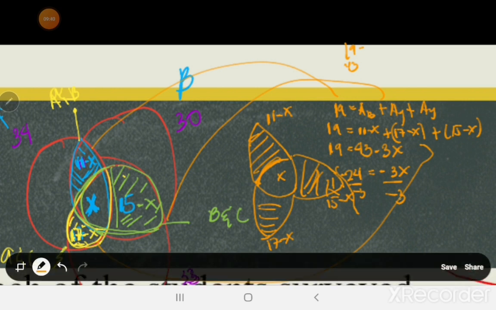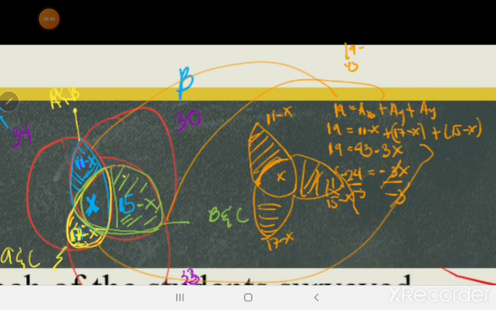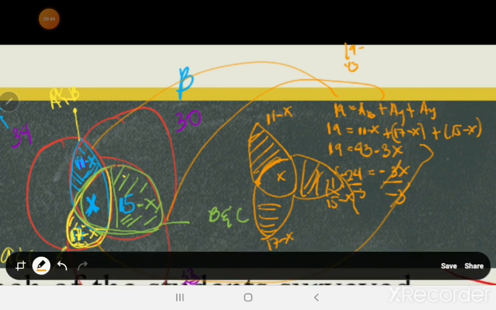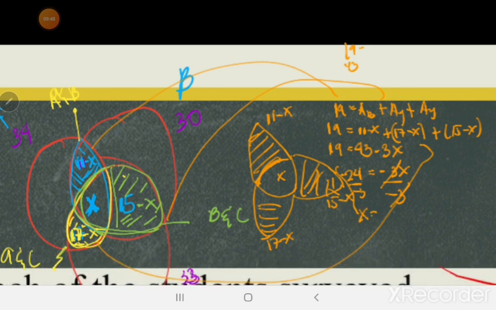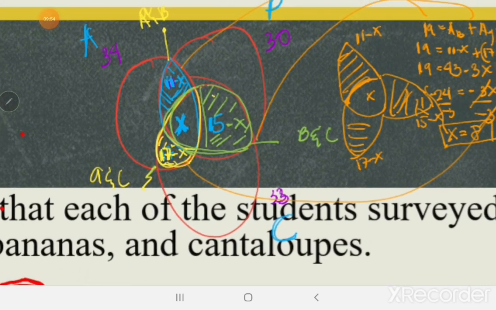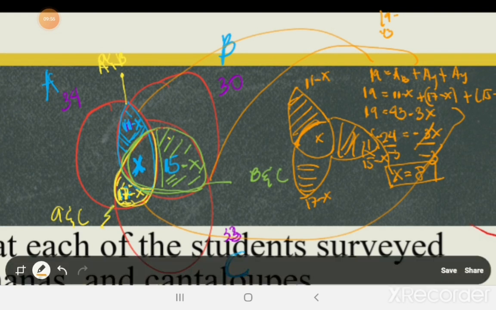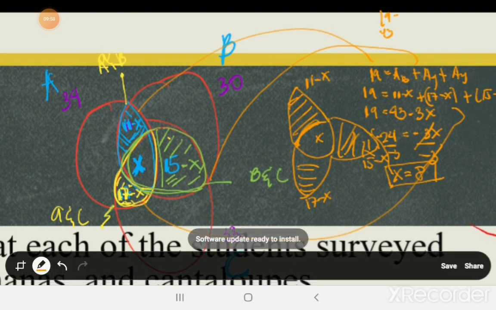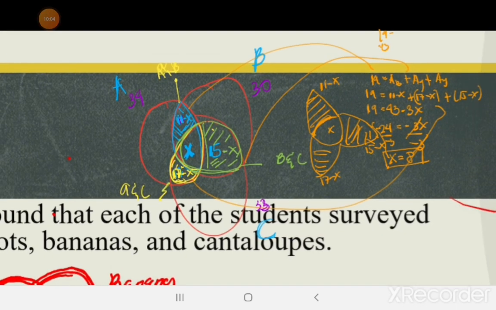So, negative 3 divided by negative 3 is equal to positive 1. Negative 24 divided by negative 3 is equal to 8. Therefore, my x is equal to 8. This is the value of my x. So, therefore, I may say, na yung x natin na nasa gitna is equal to 8. Tama? So, ano din yung bilang ng 11 minus x natin, sir? Okay. So, may 11 minus x na tayo.